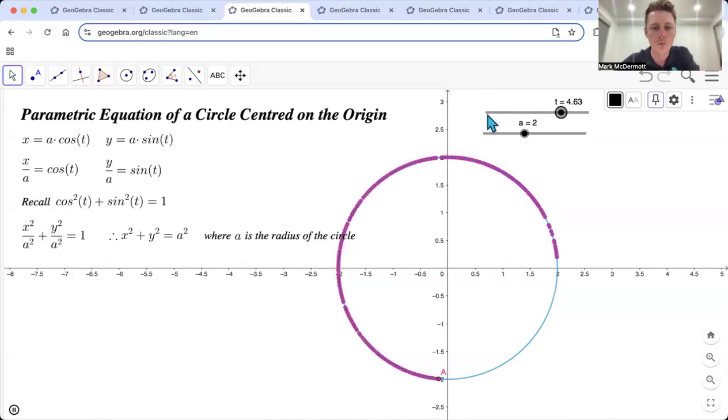So it's important to start to think about why this might be useful, and why it might be relevant when we're thinking about problems later down the track, because we can parameterize these equations or these relations, and that might be useful for solving a whole range of problems. So that is how we parameterize a circle centered on the origin.